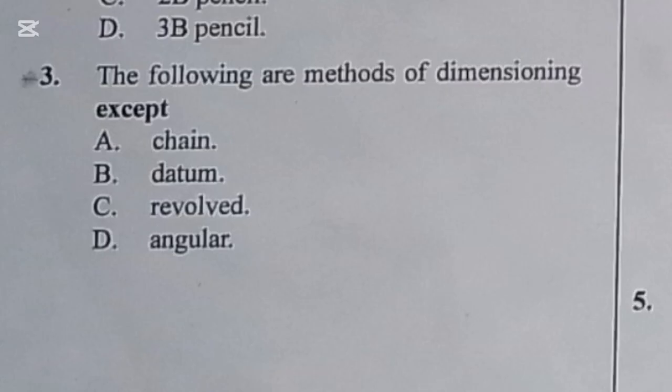Question 3. The following are methods of dimensioning except. The odd one here is C, revolve dimensioning. There's nothing like revolve dimensioning. We have chain dimensioning, we have datum dimensioning, and we also have angular dimension, used for measuring angles. Let's go to question 4.